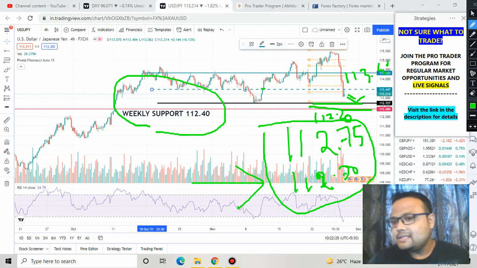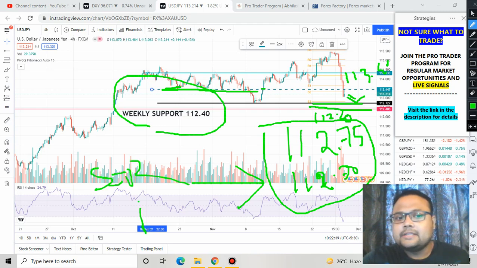Why? Previously this was the support for the market. You can see here on the chart that whenever the market came down, this level 113.40 provided support to the market. And as we all know, support becomes resistance and resistance becomes support. So in this case, support has become resistance. The market was taking support here, and this level will be acting as the new resistance for the market.